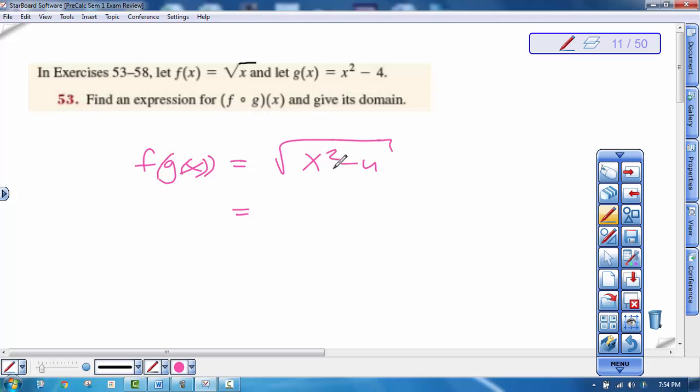That's a difference of 2 squares, so I could rewrite it, but I can't simplify it. So the next thing we need to do is give its domain. The domain of this, you would think, would be x squared minus 4. It has to be bigger than or equal to 0, obviously, because we can't have negatives underneath this radical.